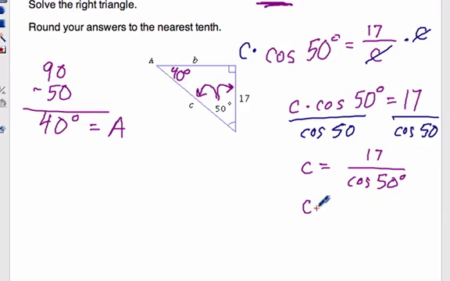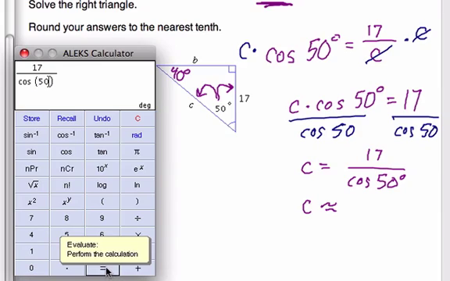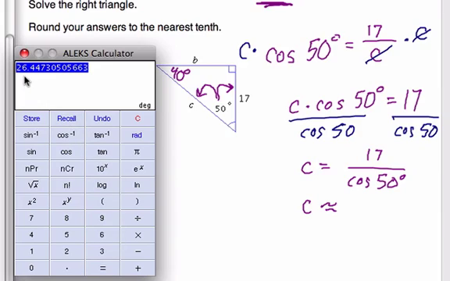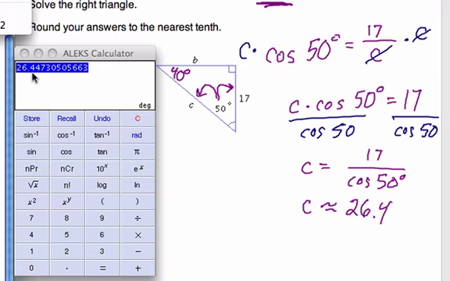And I'm going to plug that into my calculator. So I'm going to show you how to use the ALEKS calculator for that problem. Now, we want to make sure that it's in degrees because I'm calculating the cosine of a degree. So that's all good. And so I'm going to take 17 and divide it by cosine of 50 degrees. And then equals. And this gives me my value for C, and it asks me to round my answer to the nearest tenth. So C is approximately 26.4. Right, we can see that I rounded that correctly.